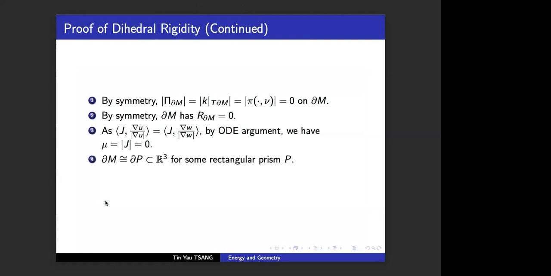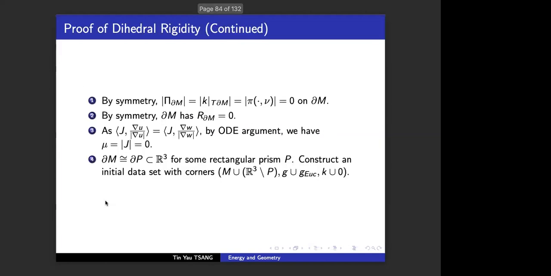At this moment, from number two, we can already tell that the boundary of M is isometric to the one in a rectangular prism in Euclidean space. That's important. So, again, by the spacetime plasma field with corners, we just patch them up. Then altogether, of course, outside Euclidean, and with the jump condition by the energy, we know that it satisfies all the conditions that we need. Then we can tell that the whole thing can be embedded into Minkowski space. In particular, the manifold itself is in Minkowski space. So that's the end of the dihedral rigidity.